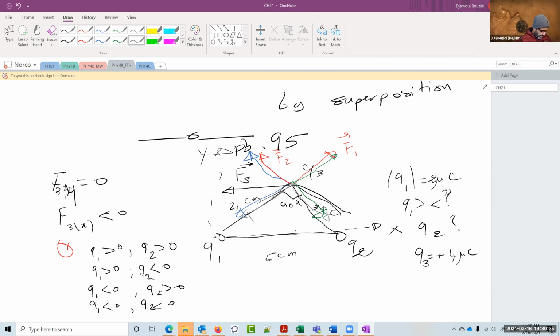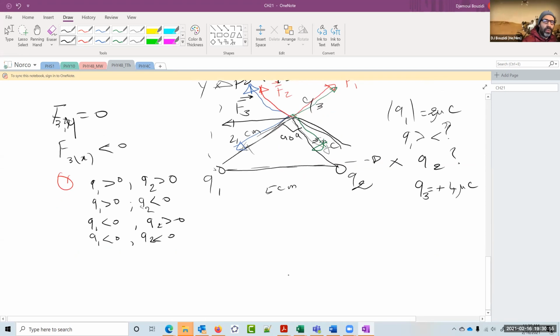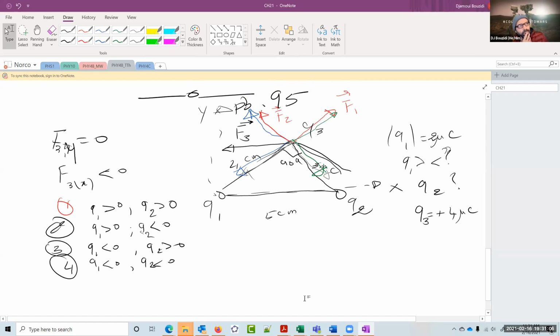B, using the sketches from part A and the direction of F3, deduce the sign of the charges Q1 and Q2. Which one will give me a force pointing in the negative x direction? Which configuration is going to work? Is it 1, where the two of them are positive, or 2, when Q1 is positive? This is 2, by the way, and this is 3, or 4. Which one will give me a sum that points in the negative direction? Is it the red forces, the green forces, the blue forces, or the gray forces?